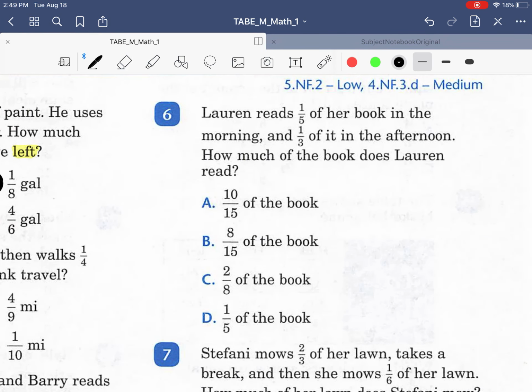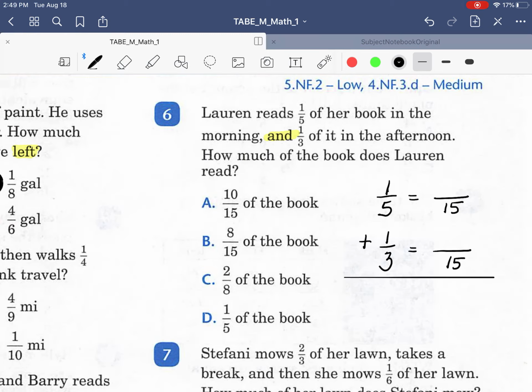Number 6. Lauren reads 1/5 of her book in the morning and 1/3 of it in the afternoon. How much of the book does Lauren read? We're adding this time. 1/5 plus 1/3. Ask yourself if the 5 will work as your denominator, and it will not, because the 3 will not divide in there evenly.